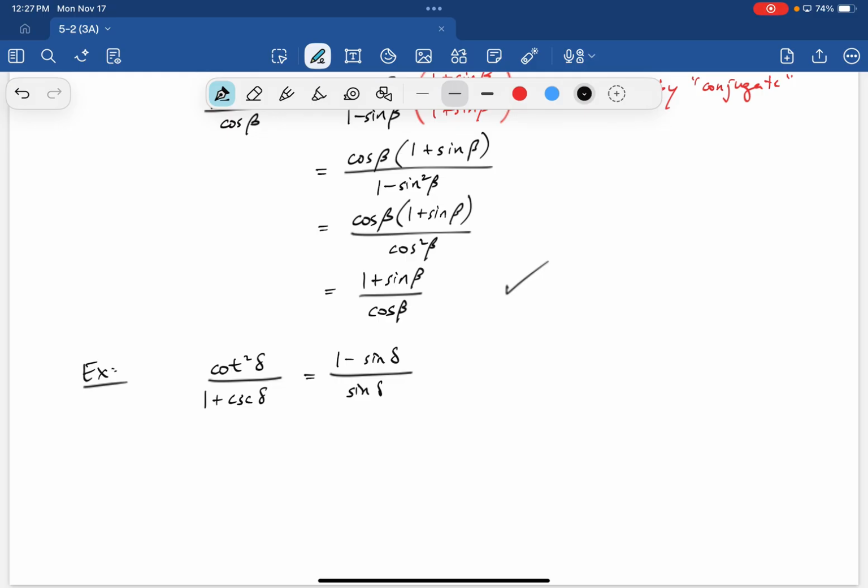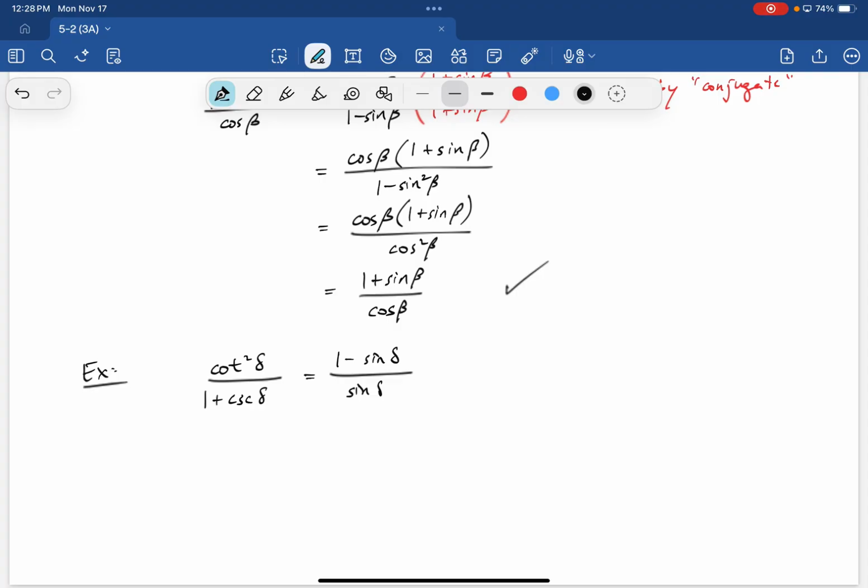Okay? How shall we verify this? Well, both sides look very complicated, so we're probably going to have to simplify both sides so that they turn into the same thing. There are many different ways to do this. I'll show you the way the textbook does it.